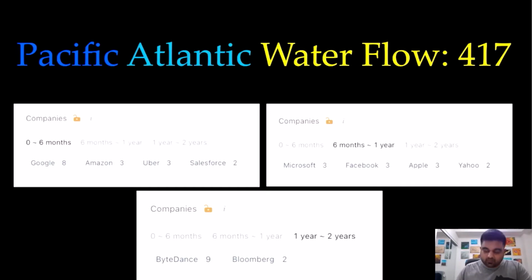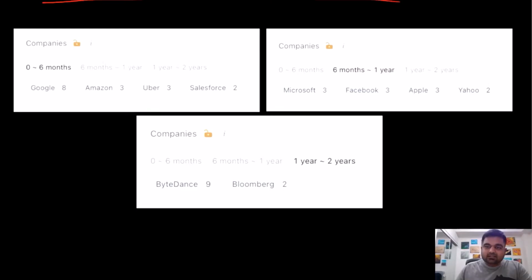Today we are going to do a very important LeetCode problem, Pacific Atlantic Water Flow. As you can see, this problem hasn't been asked in too many companies. The thing is, the companies where this problem has been asked are really some of the most important companies in the world. Google, Amazon, Uber, Microsoft, Facebook, Apple, ByteDance, which is the parent company of TikTok, Bloomberg. So you can understand the scale of why this problem is important and what kind of companies ask it.